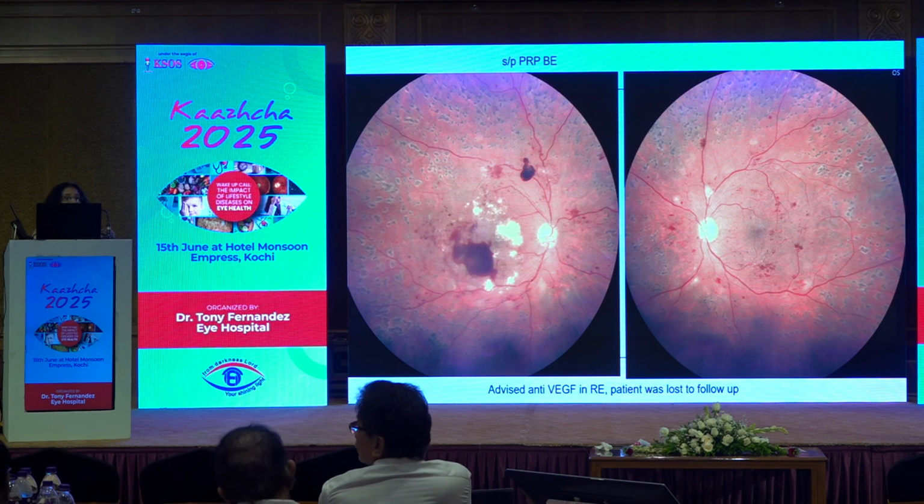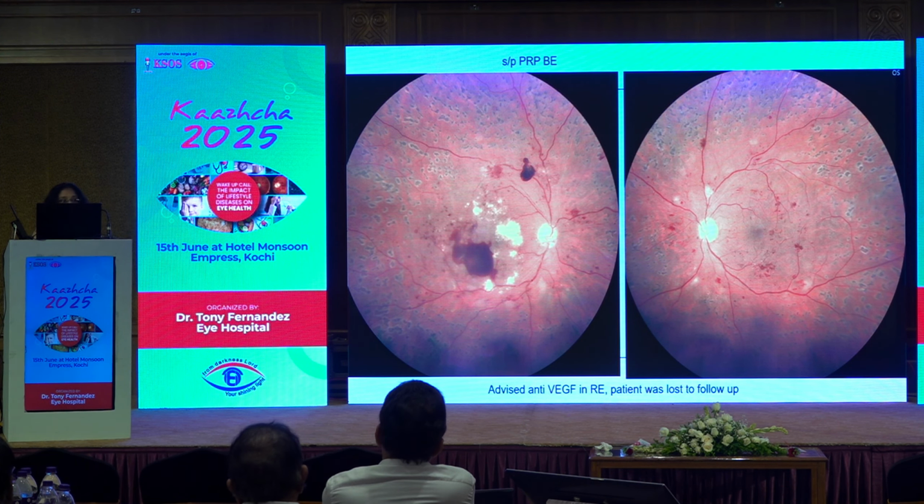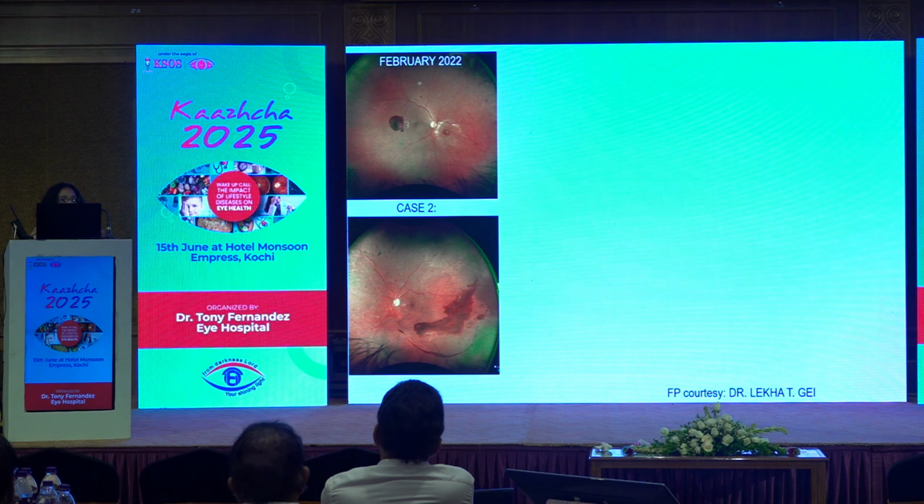So this is the importance. Had the patient taken an anti-VEGF injection and gone off, the patient would have come with a TRD later. But at least now you are at peace that, at least for some time, the PRP will take care of this patient. So this is a scenario in our settings actually.